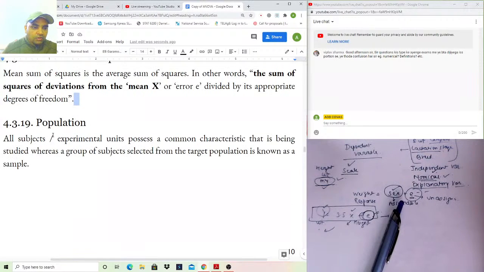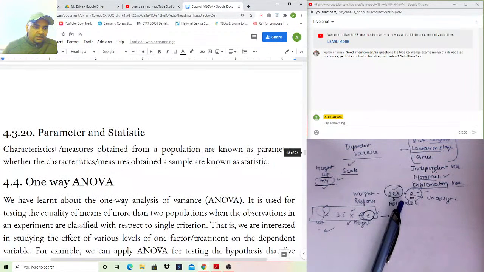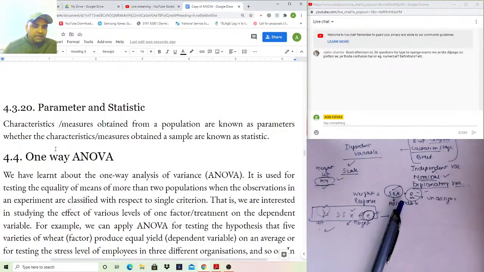Okay. So what is population? All subjects. If we take all the subjects, then it is population, and if we take some from the target population, then it is known as sample. Okay. We have already studied this. And what is parameter and statistic? Parameter is for population and a statistic is for your sample.